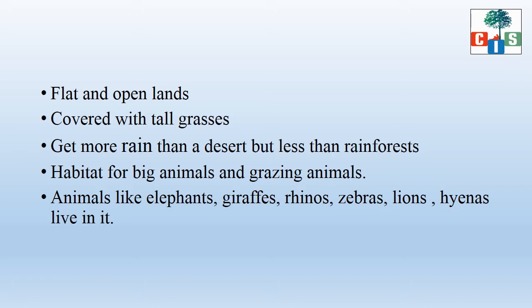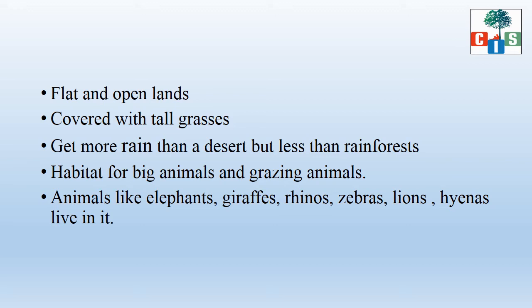Yes, these grasses may be from 6 feet to 12 feet high. In grasslands, there is more rain than in a desert but less than in a rainforest. Hence, big trees cannot be seen. Hardly can you see one or two trees on the land. This habitat is the home for big animals as well as for grazing animals. Among big animals, we may see elephants, giraffes, rhinos, zebras, lions and hyenas. It is the home for all these big animals.